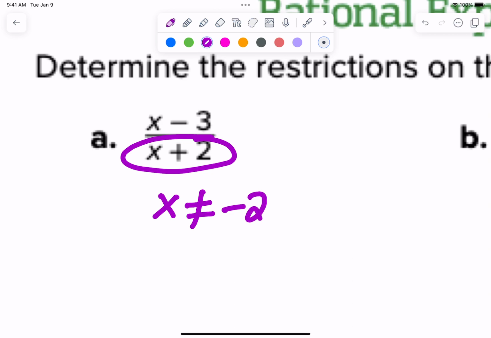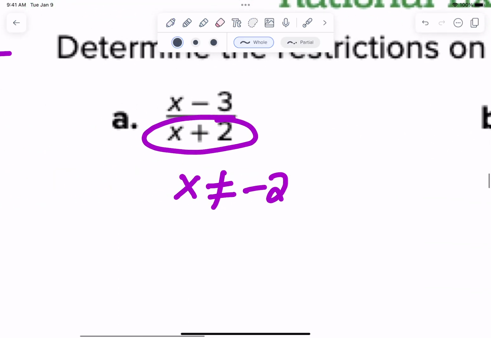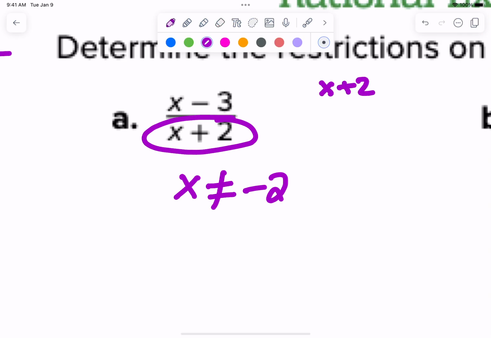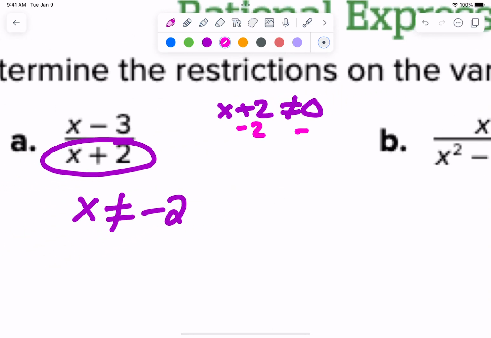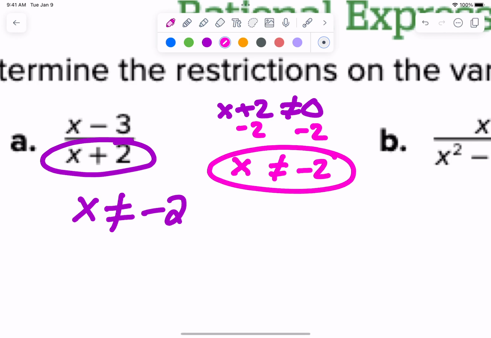Now, if you can't figure that out by just doing the mental math, maybe it's something icky, you would just say X plus 2 cannot be 0. That whole thing cannot be 0, right? I don't want that whole bottom to be 0. And then all you would have to do is subtract the 2 over to the other side, right? So X cannot be equal to -2. Does that make sense? So you can do the math that way. You don't have to just think about it in your head. You can actually set it not equal to 0.